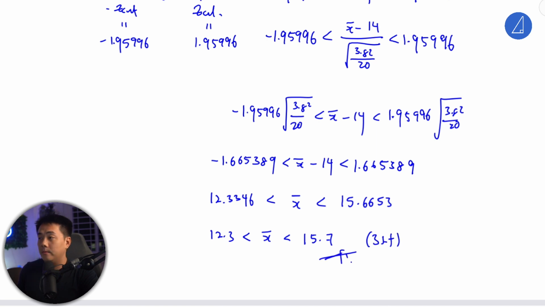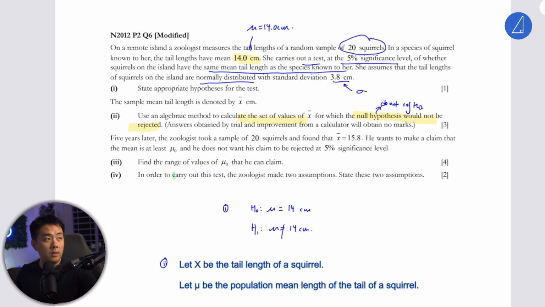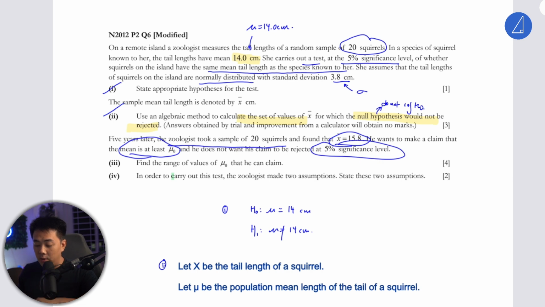Okay, that's it. So that's how you do this question here. So let's look at the next part here. Five years later, the zoologist took a sample of 20 squirrels and found that the X bar now is 15.8. He wants to make a claim that the mean is at least mu. He doesn't want this claim to be rejected at 5% level of significance. Find the range of values of mu naught that he can claim.